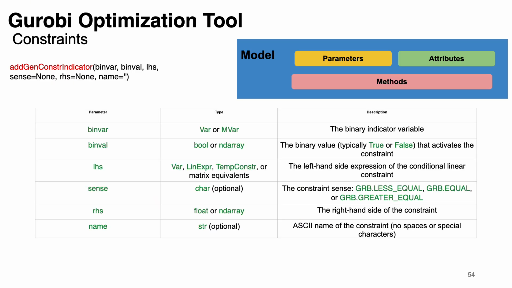Let's break down the parameters required to build this if-then logic first. You need the binvar, the binary indicator variable acting as your physical switch. Next is the binval, which is the value, typically true or one, that actually triggers the rule. Then you provide the then statement using the lhs for the left-hand side expression, the sense for the equality or inequality direction, and the rhs for the right-hand side limit. Finally, as always, you can provide an optional ASCII name for cleaner debugging.